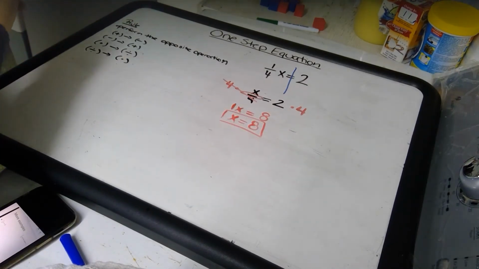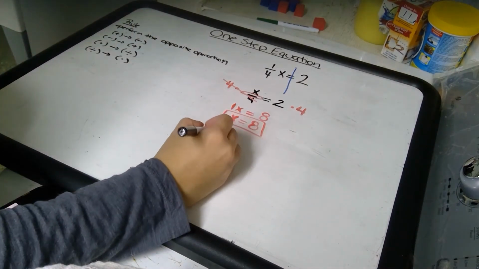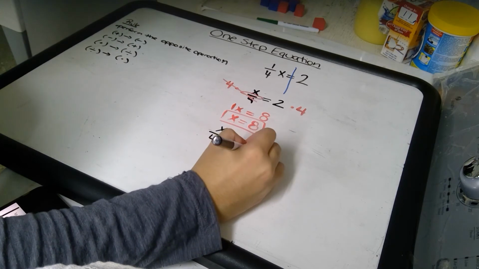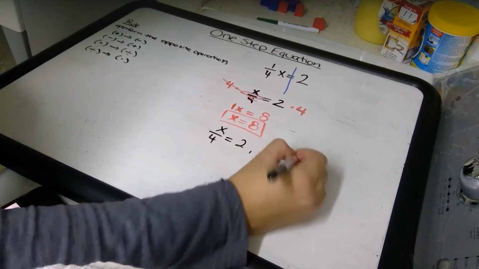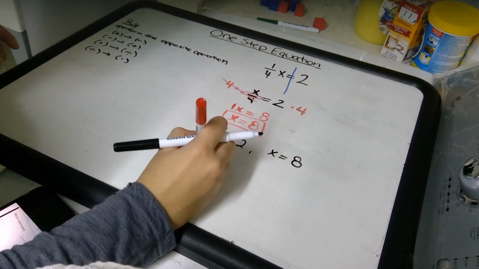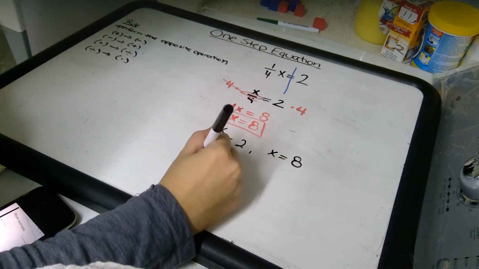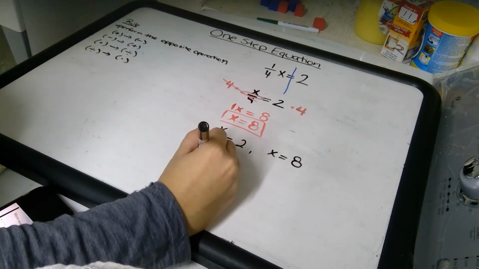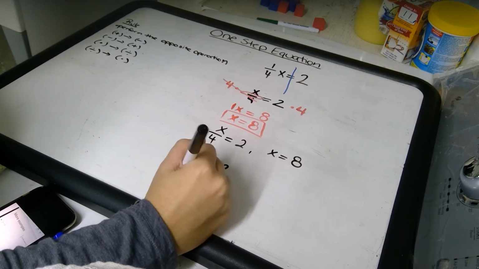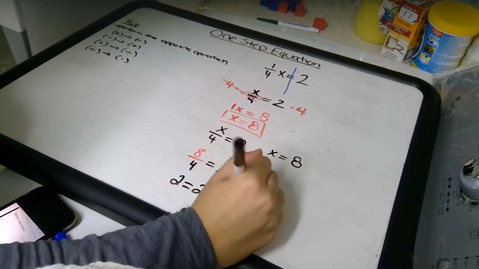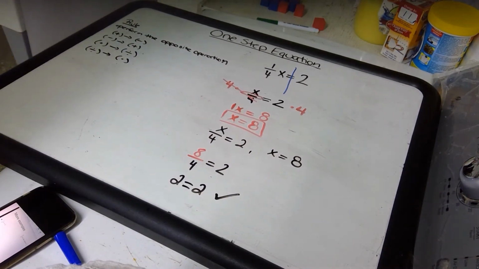Now we have to check our answer. We write our equation where we saw that x equals 8. We're going to plug in 8 as x. What is 8 divided by 4? It's 2, right? So 2 equals 2? Yes, so our answer is correct.